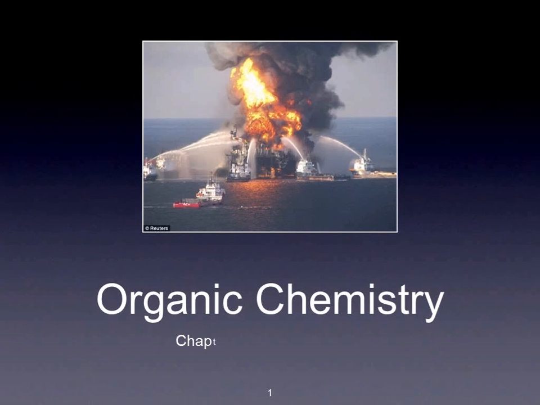As we start our look at organic chemistry, this is a Reuters photo from the 2010 BP oil spill in the Gulf of Mexico. On April 20th, an explosion that killed 11 people started the nearly 5 million barrels of crude oil, petroleum, that was released into the Gulf of Mexico over the course of about 3 months. That's the largest oil spill in the petroleum industry's history.